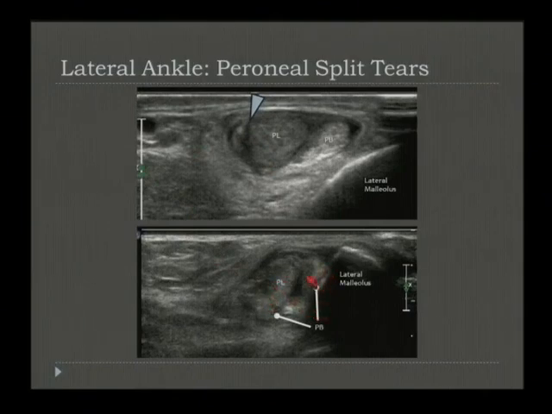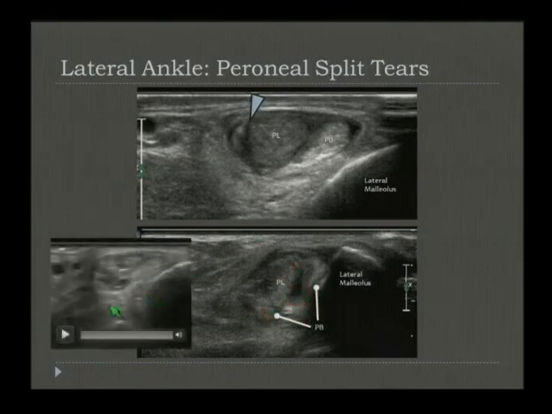Typically you'll see what looks like 3 tendons, 2 tendons similar in size which are deep, which are the peroneus brevis tendons with a split tear and gapping of the 2 portions of the tendon, with the peroneus longus interspersed and falling into the gap. I find this much easier to identify when we look under real-time ultrasound, so I thought I'd show this case.